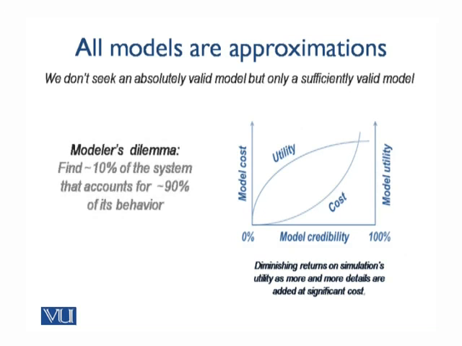And the real dilemma then for a modeler is to find the 10% of the system that accounts for 90% of the behavior that you are interested in. So this is a difficult thing, and this is more of an art than a science. So there is no mechanical way of creating a model. Every modeler would create a model that may be different from the models of other people. There are many, many different ways of looking at the same real system. So we need to find the model, the approximation that works best for us.